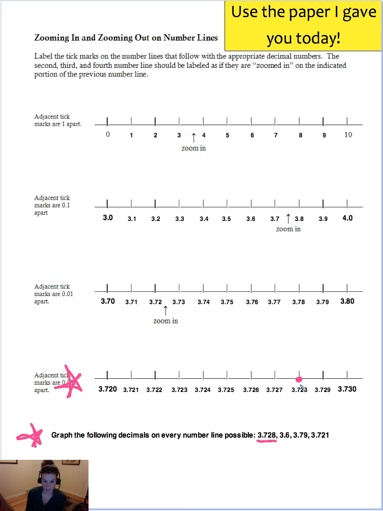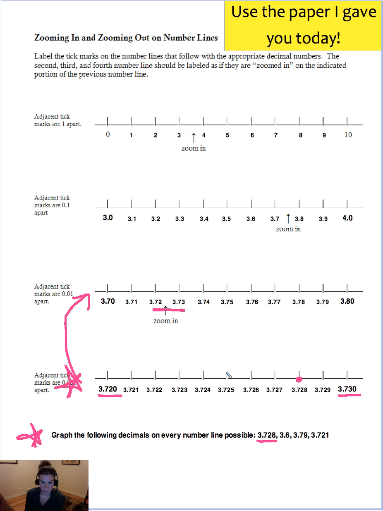Now that I have that easy one graphed, I can use this number line to help me graph it on this number line. Because remember, it says I have to graph it on every number line possible. So to figure out where it should go on this number line, I'm picturing this in my head. So I know it's between 3.72 and 3.73. So I'm looking at this section right in here. Now I've got to be a little bit more specific than that because there's a lot of room in here. I've got to figure out where it should go.